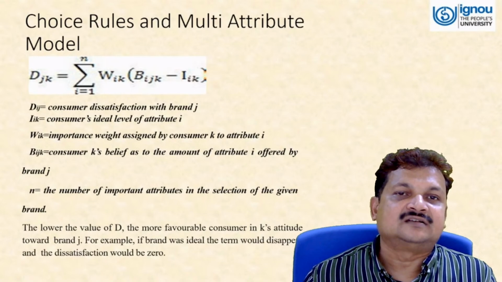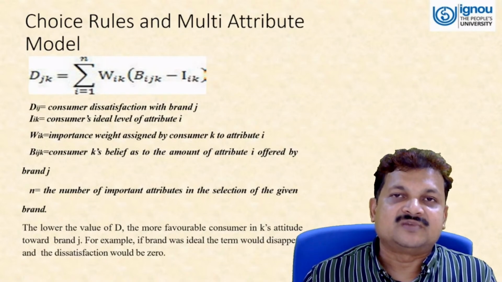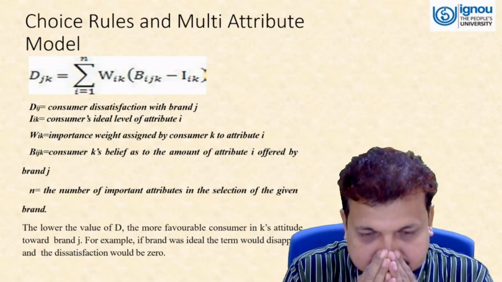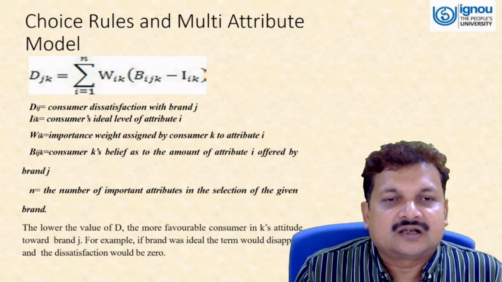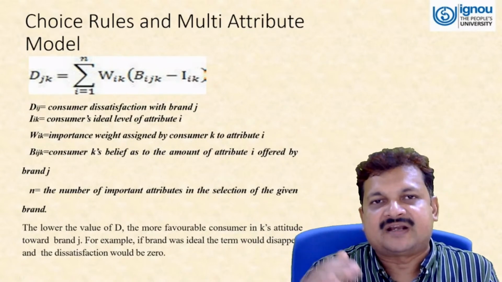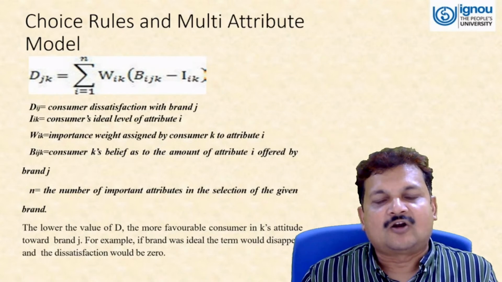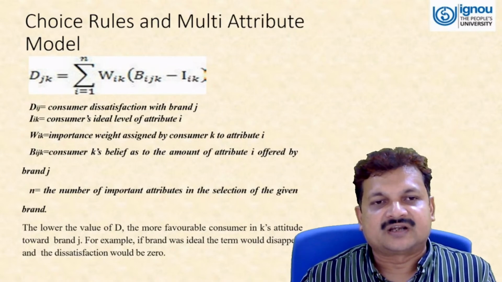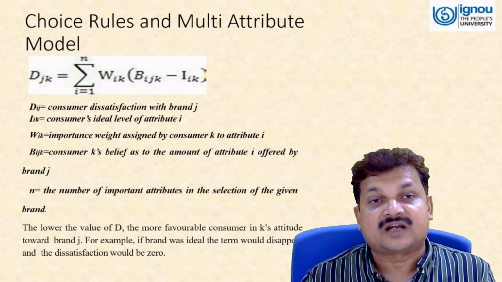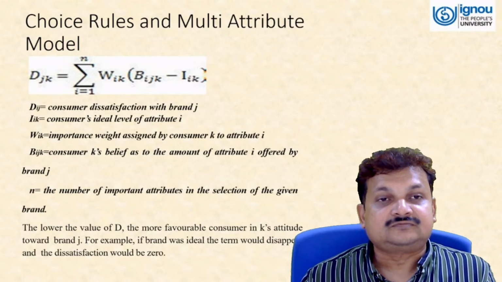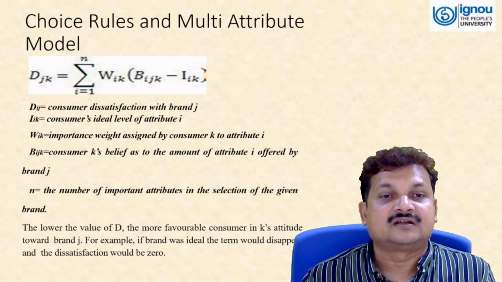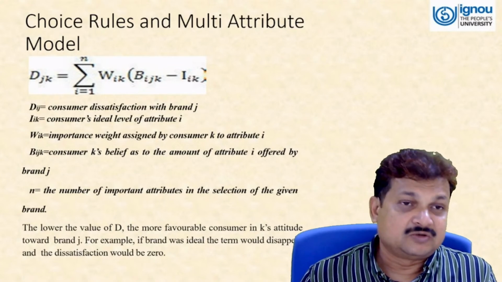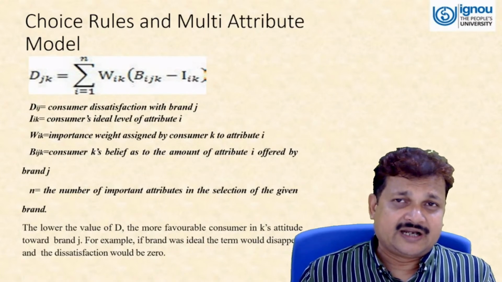IIK is the consumer's ideal level of attribute I. We always have the knowledge that the camera will be not less than 10 megapixel, the screen size must not be less than 5 inch, the memory will be not less than 4 GB, and so on. You are going to specify the minimum, ideal level of each attribute.